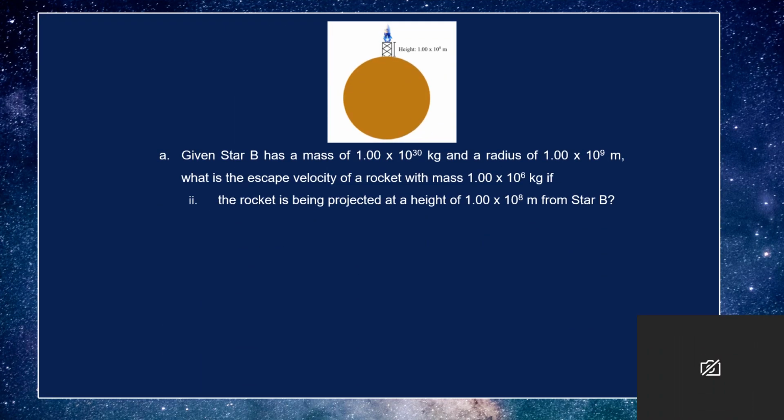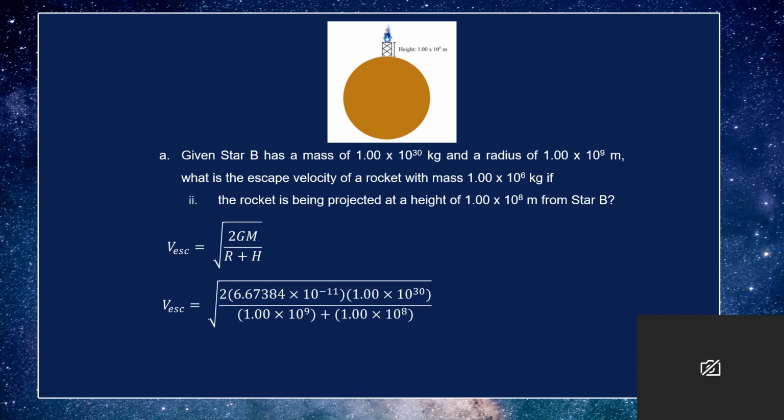For the part 2, we again insert the data into the formula, but we make the slight change in the denominator by adding the height of a platform from which rocket is being projected to the radius. Receive the result, and it's slightly lower.